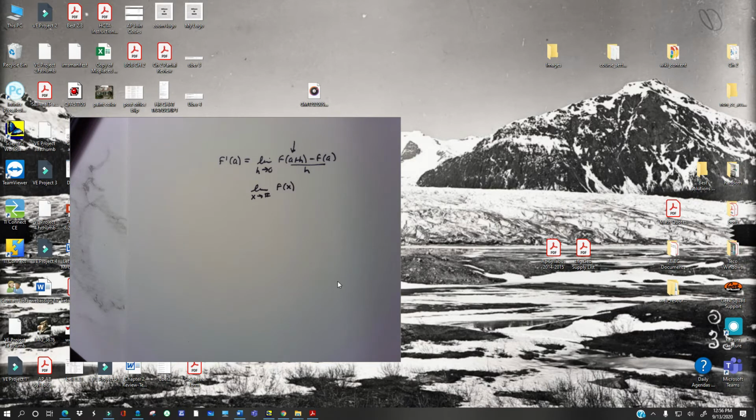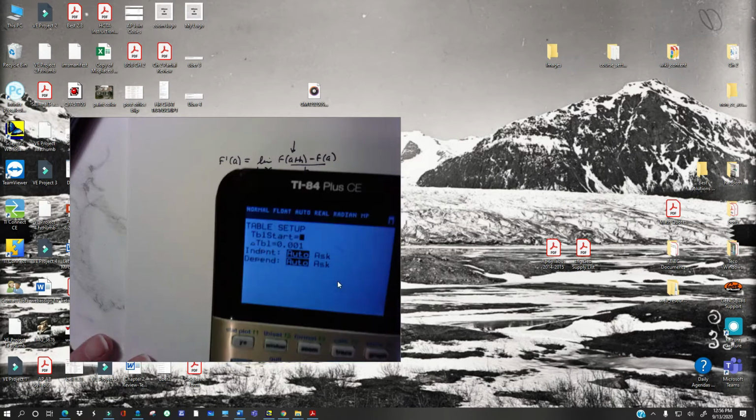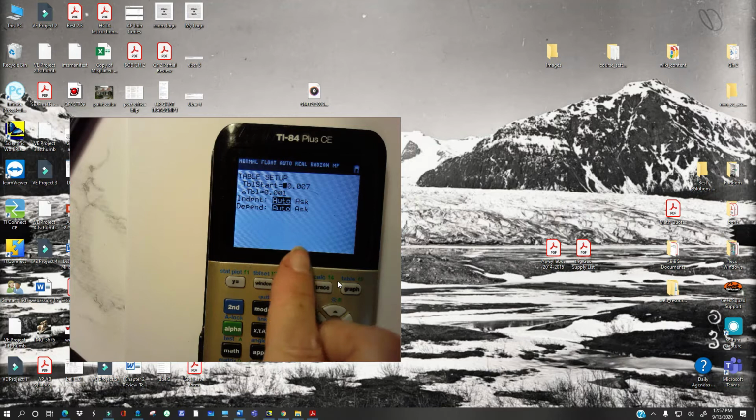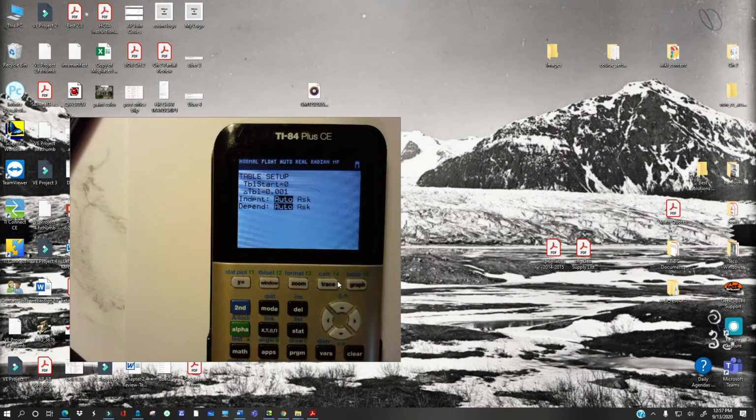table, rather. All right, and so to do that, you're going to press second window for the table set. Now mine's set on something weird here, but I'm just going to change it, start it from 0, and I'm going to use a step change of 0.001, so I can get really, really close to the number in question, and I'll show you why in a minute.